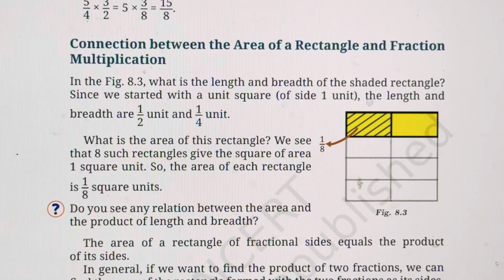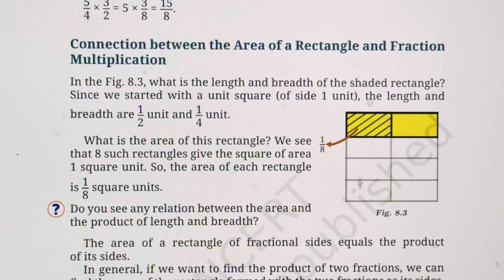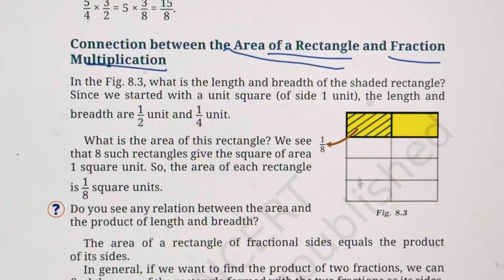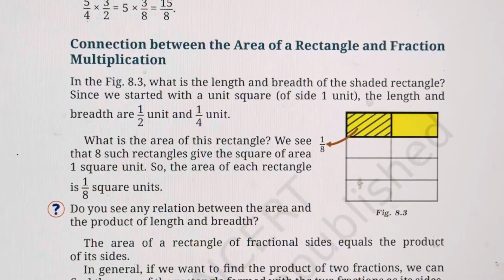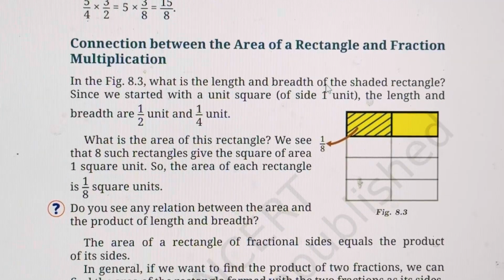In this video, we are going to continue with chapter number 8, working with fractions of grade 7 mathematics of the new NCERT textbook Ganita Prakash. In this video, we are going to learn the connection between the area of a rectangle and fraction multiplication. In the previous video, we learned how to multiply two fractional numbers. We tried to visualize it, and we also learned the shortcut method. Now we'll understand the relationship between the multiplication of fractions and the area of a rectangle.